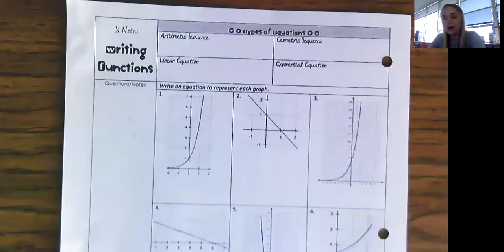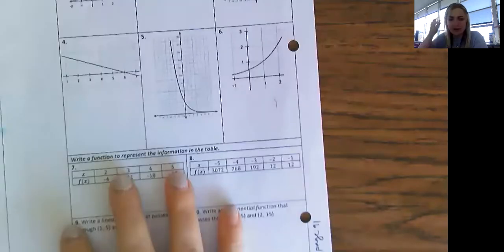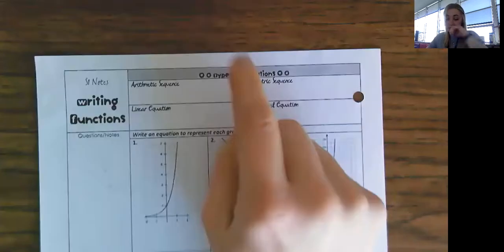Hey, ninth graders, we are on page 91 in your math binder. It is called writing functions. So let's first of all talk about the different types of functions that we learned about.